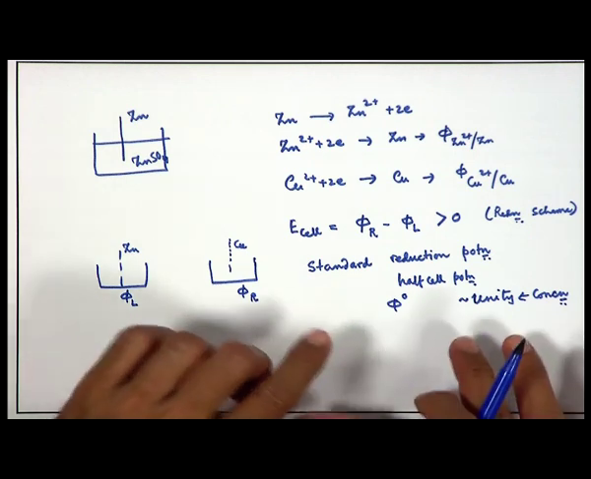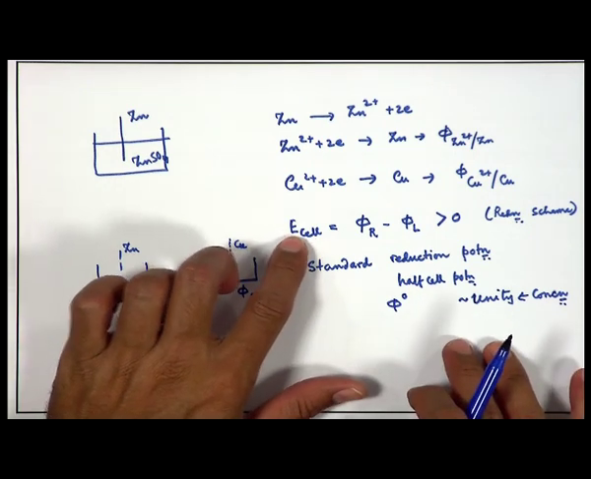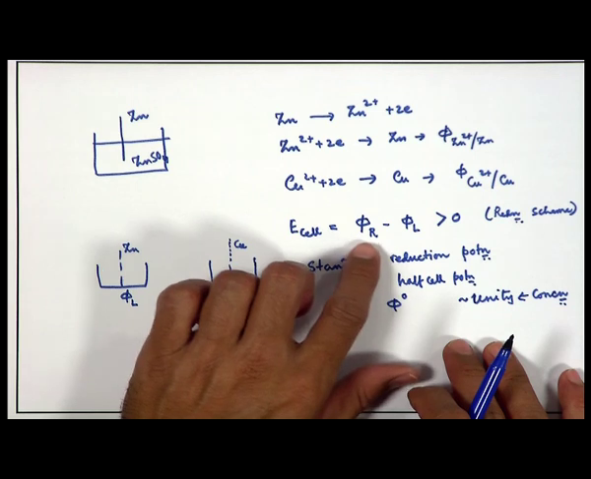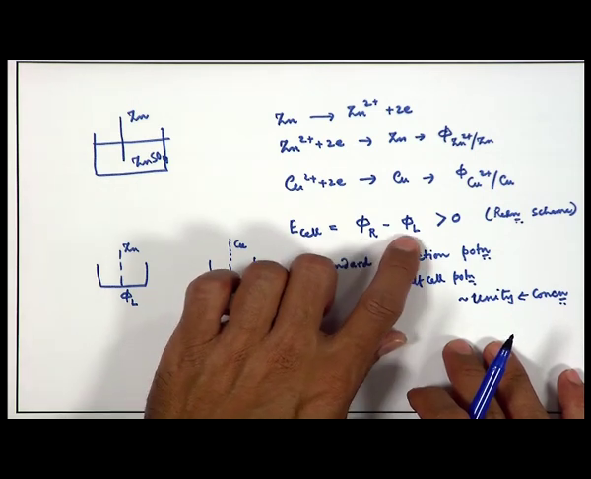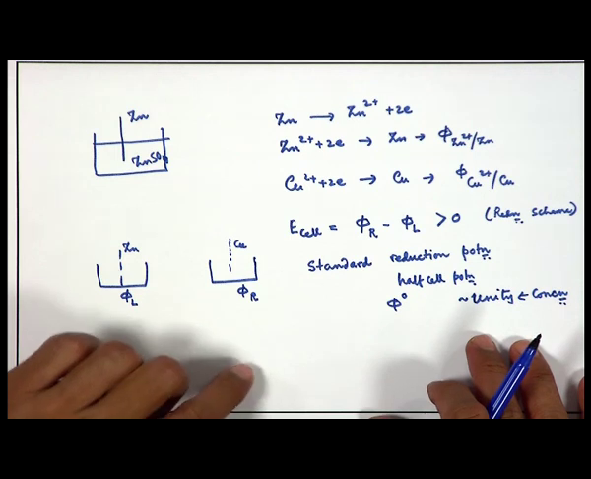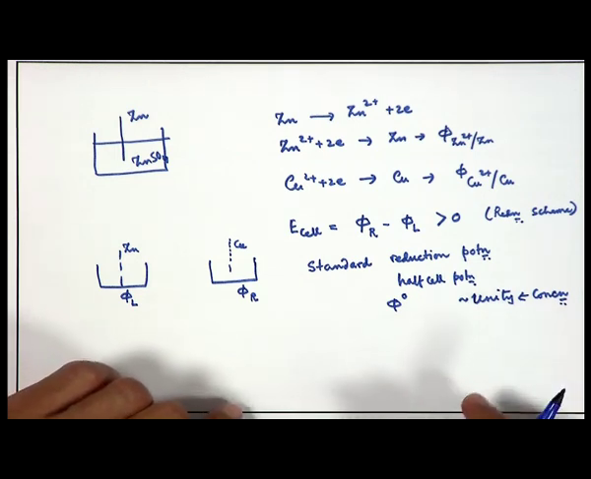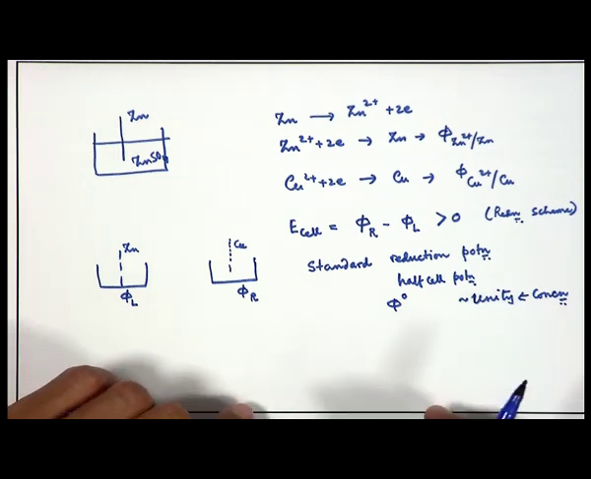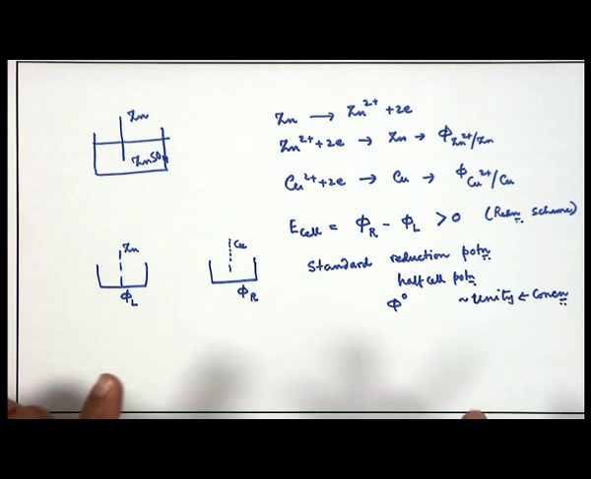So, therefore, what we get is that E cell, the cell potential, is nothing but phi right minus phi left in the reduction potential formulation. Now, next is how to measure the cell potential, that is the electromotive force, what we measure, like in the case of a cell it is written that 1.5 volt. Okay. So, how to measure that?